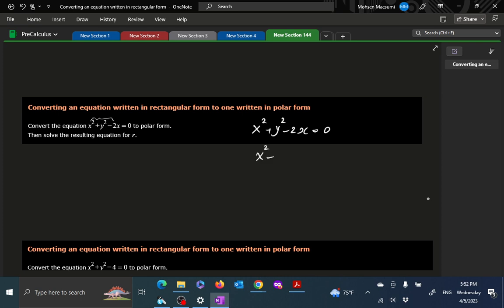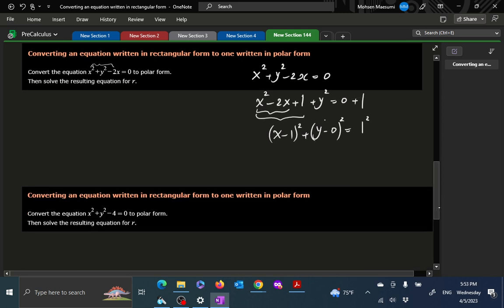Let's write it in the following way. I rearranged my equation. I noticed that this is missing one term from being a complete square, meaning if I put a 1 here, it will be x minus 1 squared. So I put a 1 on both sides. Now I have x minus 1 squared, and this is y squared. I can write this as y minus 0 for a moment. I will explain shortly. And this is 1. I can write it as 1 squared.